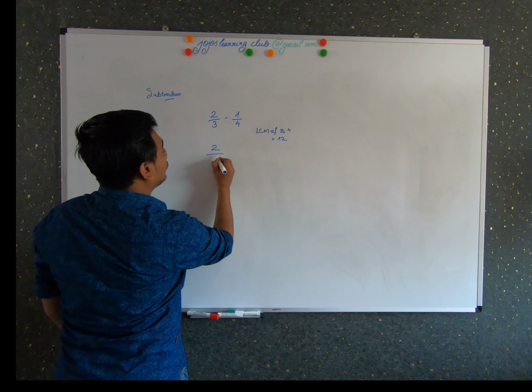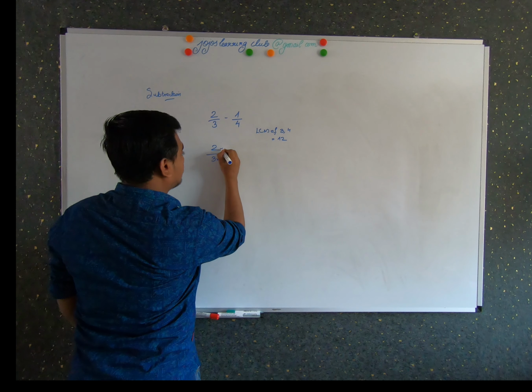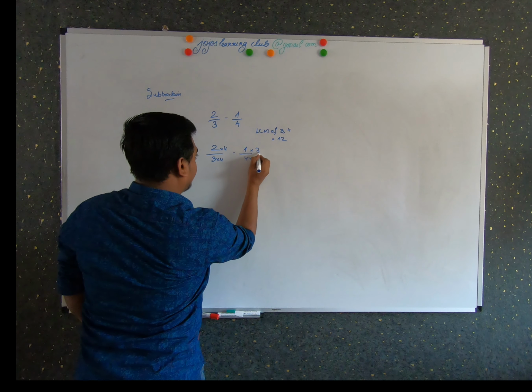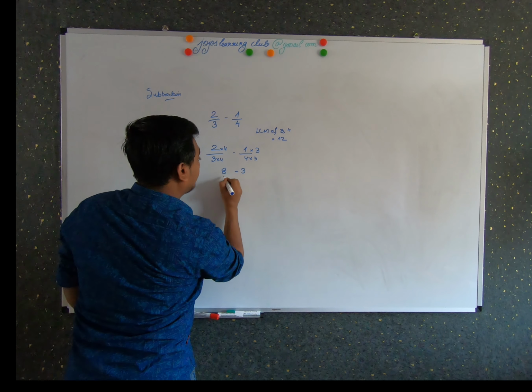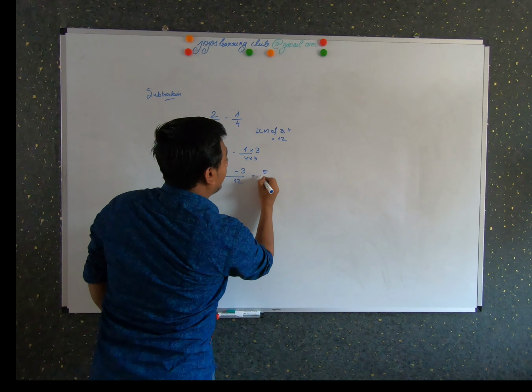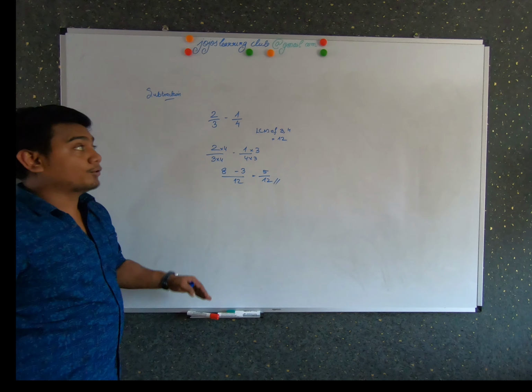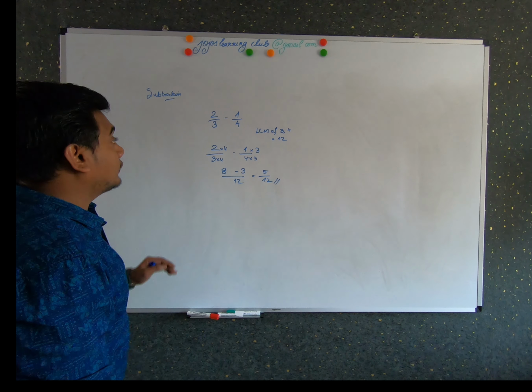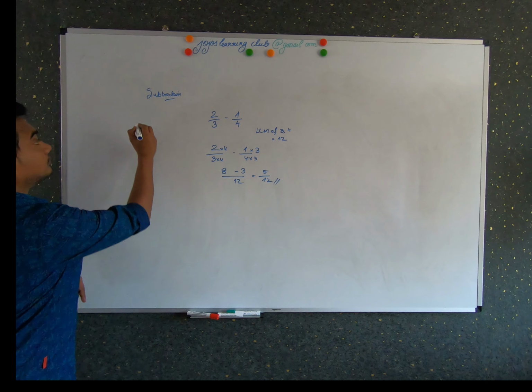So let's take it. 2 by 3 times 4, and here again 4, minus 1 by 4 times 3, here 3. So 8 minus 3 by 12, which is 5 by 12. So this is how you perform subtraction with fractions. Now let's do another example.